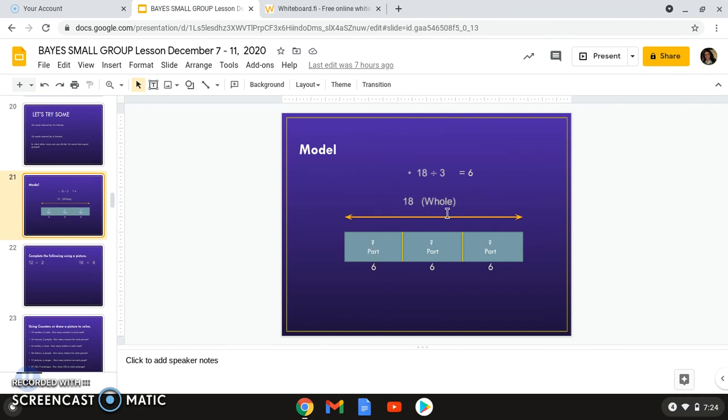So this number here is telling me this is what I have. I don't have any more than 18, so I can't share any more than 18. And I'm going to share those in equal parts with 3 people. So I have 6 and 6 and 6 for each person. So this model shows you exactly how to separate that out to create that number that you're starting with, which is 18 in this case.